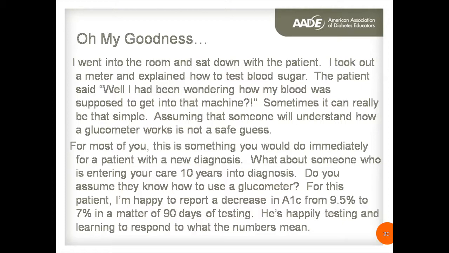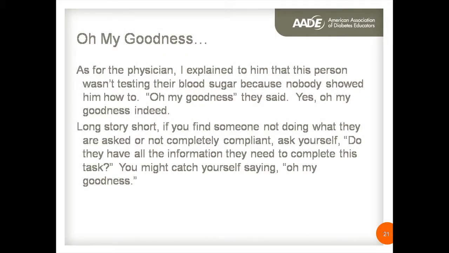Assuming that someone will understand how a glucometer works is not always a safe guess. For most of you, this is something you would do immediately for a new diagnosis. But what about somebody who's had 10 years of diabetes and then they suddenly enter your care? Do you assume that they know how to operate their glucometer? For this patient, I'm happy to report a decrease in A1C from 9.5% to 7% in a matter of 90 days. He's happily testing and learning to respond to what the numbers mean now that he knows how the blood gets into the meter. As for the physician, I explained to him that this person wasn't testing their blood sugar because nobody showed him how to. Oh my goodness, the physician said. Yes, oh my goodness, indeed.